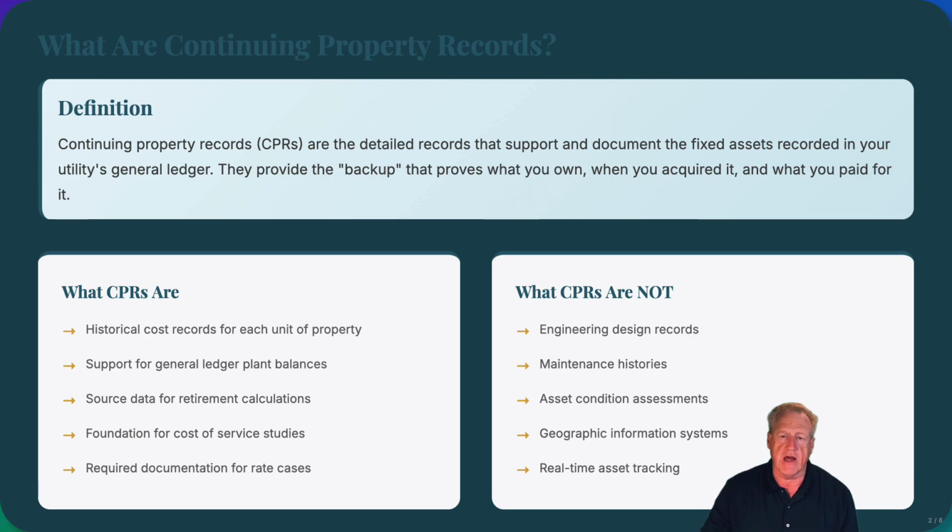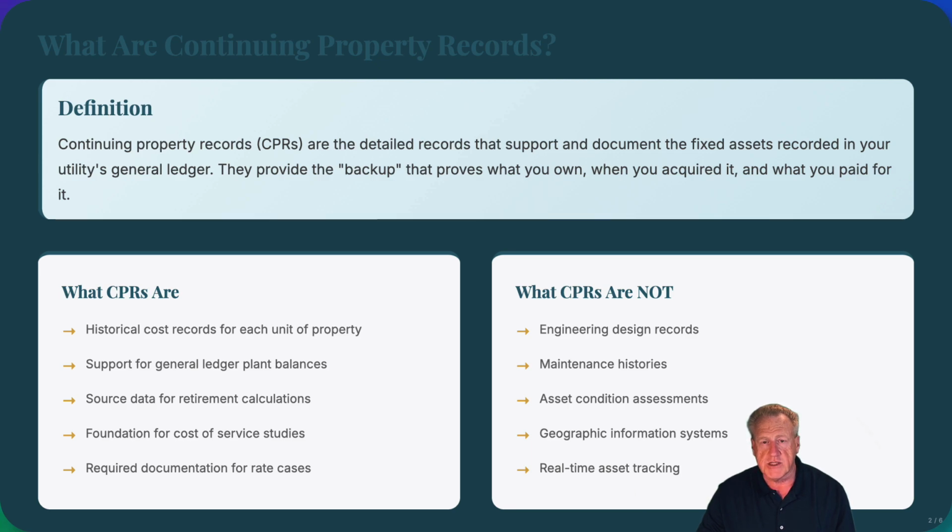So CPRs are that historical cost record for each unit of property. And when we talk about that, we'll talk about a CPR for poles, maybe poles by size, overhead conductor, underground conductor, fixed assets such as your office building, computer systems, fleet, and tools and things of that nature. So there are cost records for every unit of property that you have in your organization, your utility, or co-op. CPRs are the support for the general ledger balances.